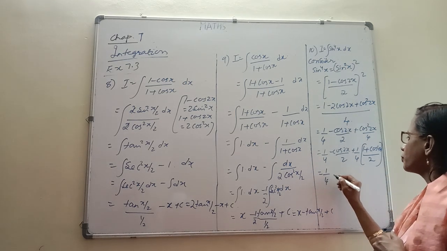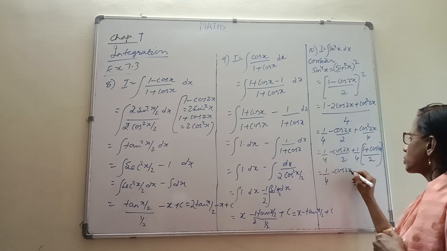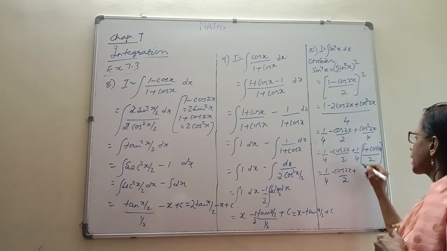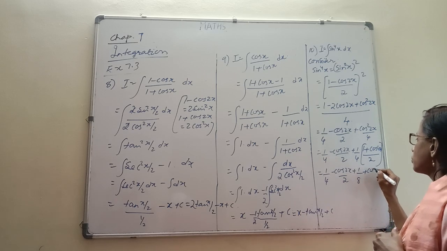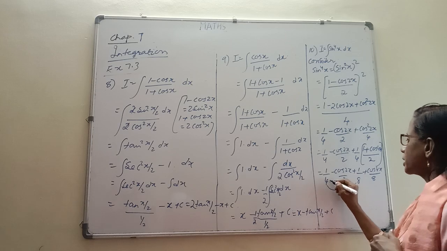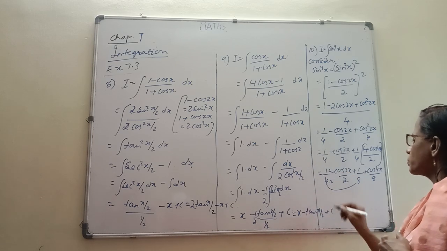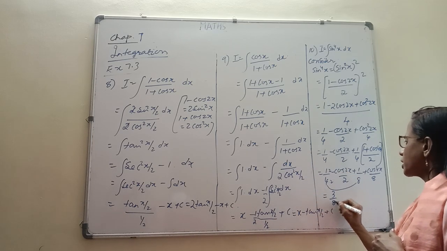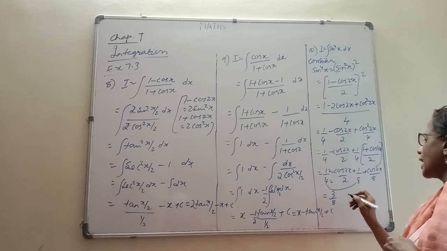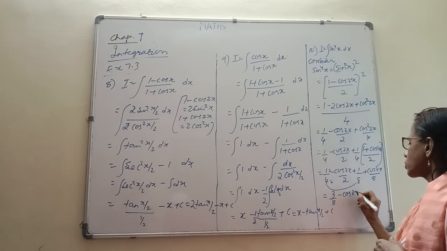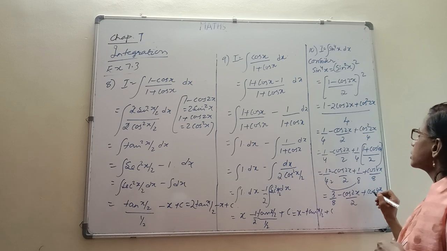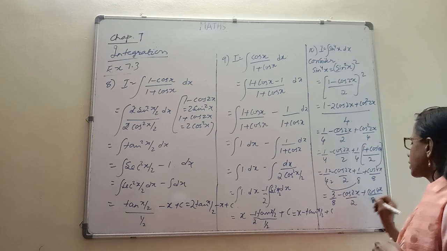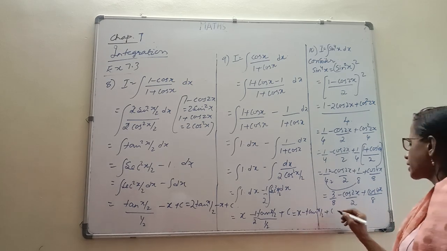It will become 1 over 4 minus cos 2x over 2. When we open this bracket, it is 1 over 8 because 4 times 2 is 8, and again cos 4x over 8 also. We can simplify these two, actually times 2 times 2. So 2 plus 1, that can become 3 over 8. And then you have minus cos 2x over 2 plus cos 4x over 8. That's about it. Now we'll get the integral.